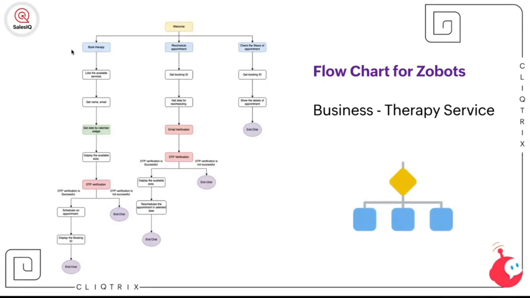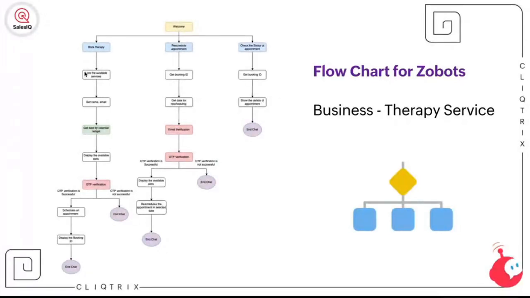So this will be the typical bot flow. First, I'll greet them and provide them with three suggestions: book therapy, reschedule appointment, and check status. When a visitor selects book therapy, the bot should list the available services first.